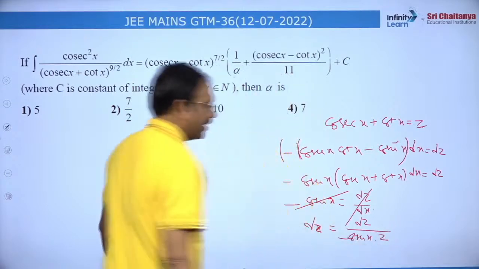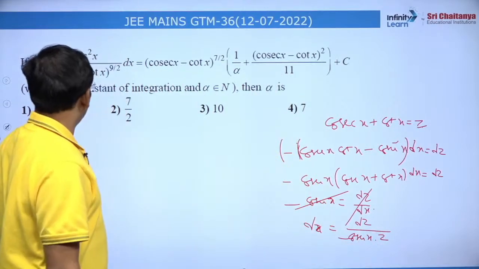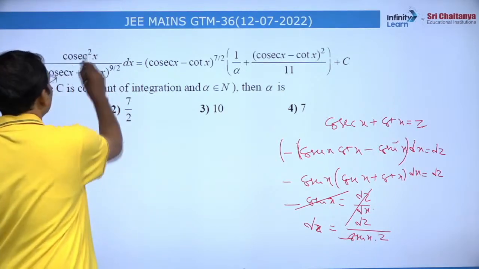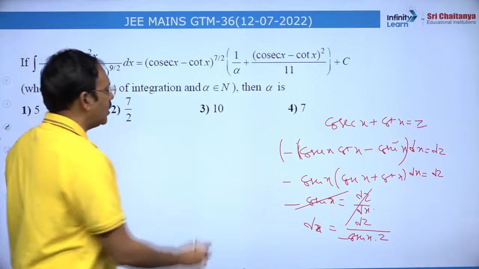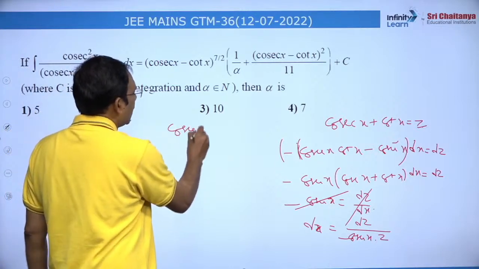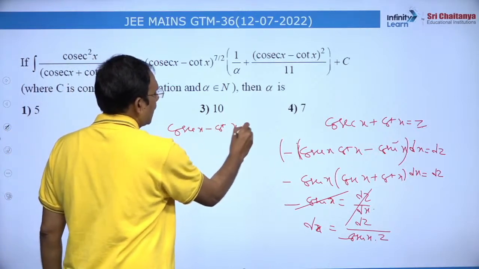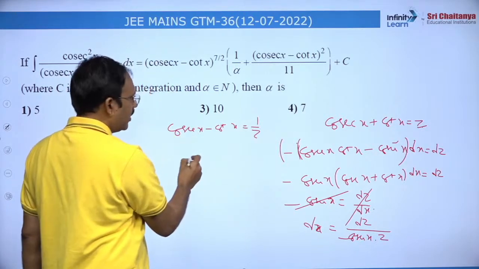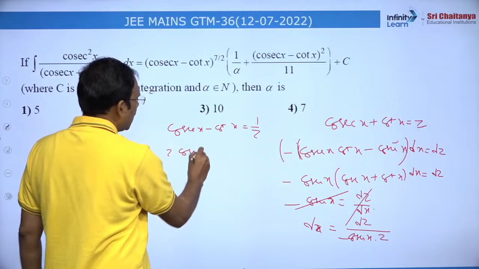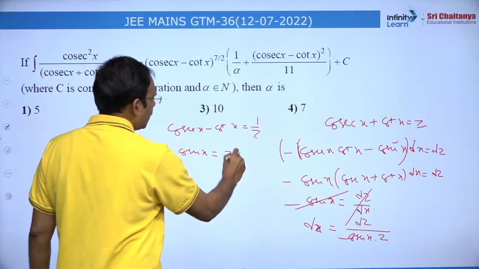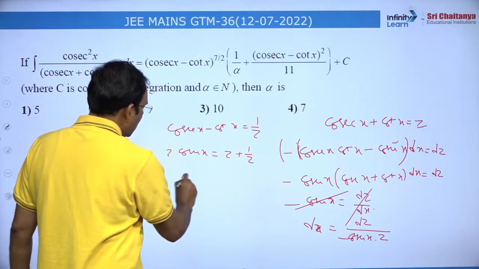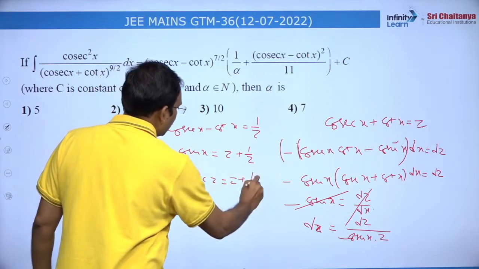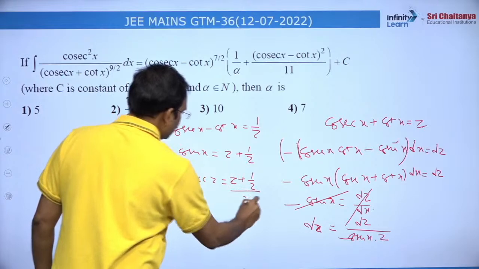Now my dear friends, I want to convert completely in terms of z, but cosecant square x is here. So what you need to do is take cosecant x minus cot x as 1 by z. If you add these two, dear friends, you will get 2 cosecant x is going to be z plus 1 by z. So cosecant x you can replace with z plus 1 by z, by 2.